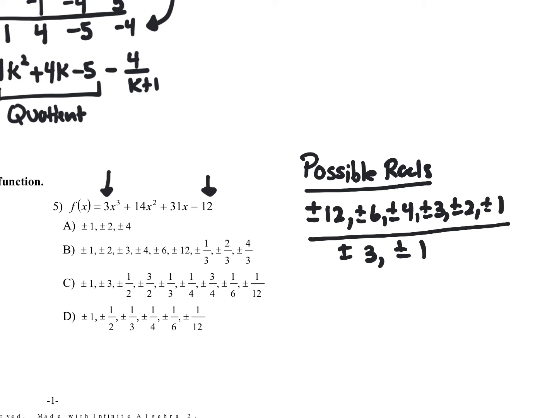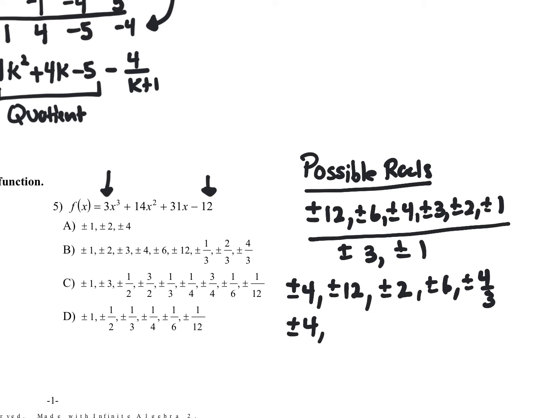So what we're going to do is go ahead and divide. 12 divided by 3, that's plus or minus 4. 12 divided by 1, that's plus or minus 12. 6 divided by 3, that's plus or minus 2. 6 divided by 1, plus or minus 6. 4 divided by 3, that's plus or minus 4/3. 4 divided by 1, that's 4. It repeats.